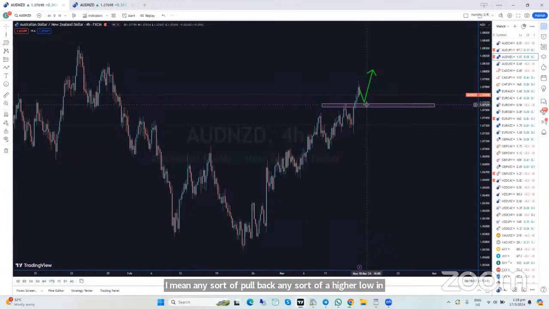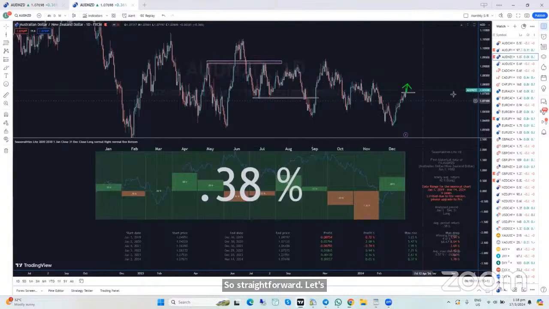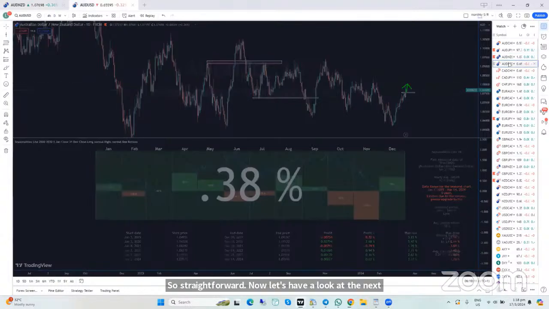Right? So Aussie Kiwi, very, very straightforward setup. You see that trend is actually very, very nice already. So straightforward. Now let's have a look at the next one, which I flagged out. Not flagged out, but let's go through a few.